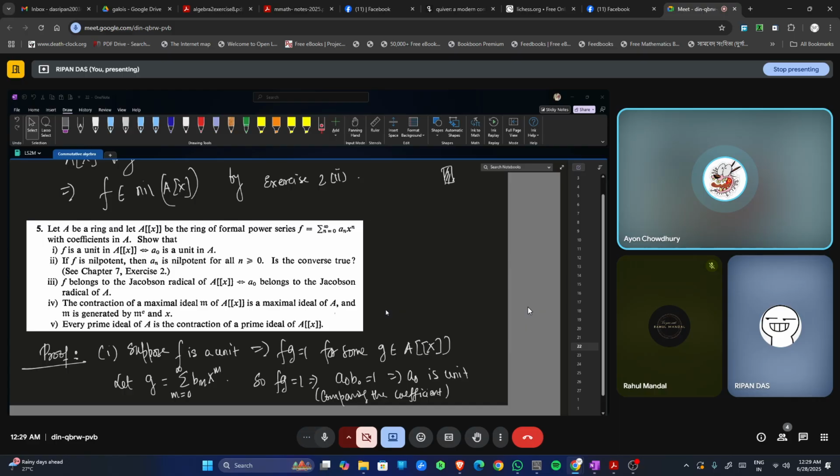First of all, the constant term would not be a unit. No, the converse is true means if all the coefficients are nilpotent, that is a0, a1, and so on, for all i, ai is nilpotent, is F nilpotent or not? So you said that F is not nilpotent. So what is the counter example?